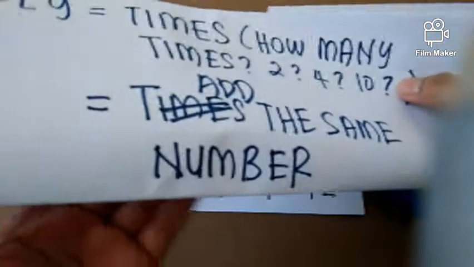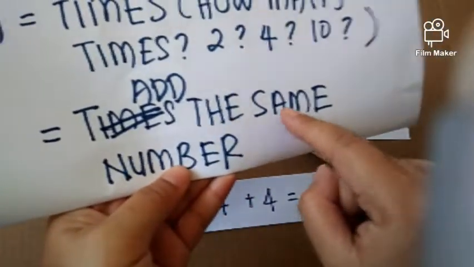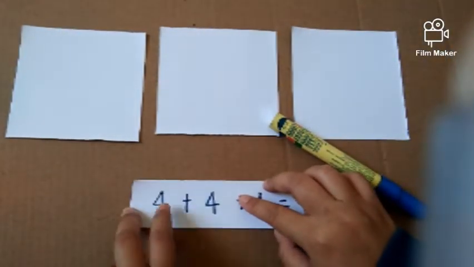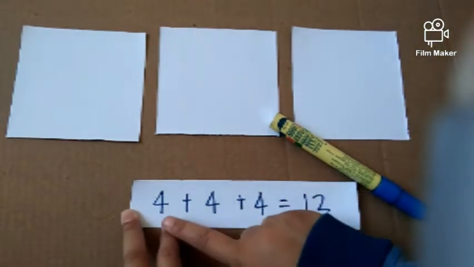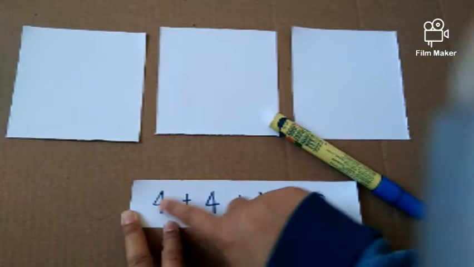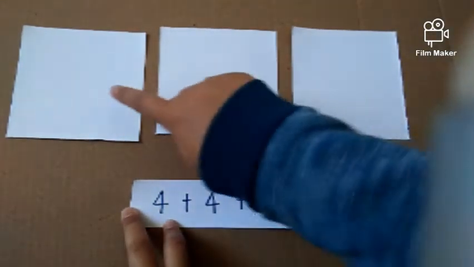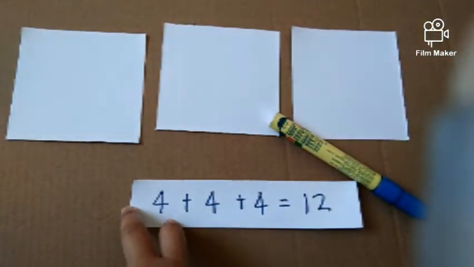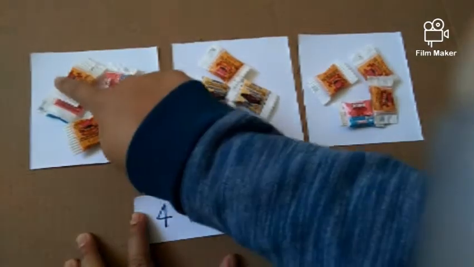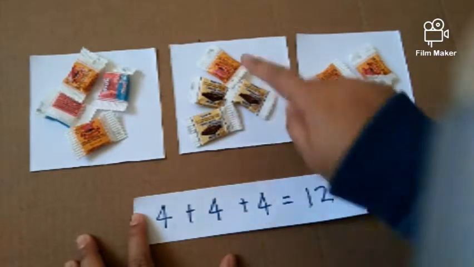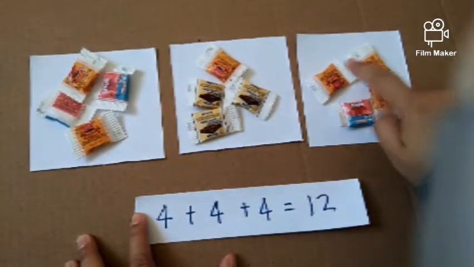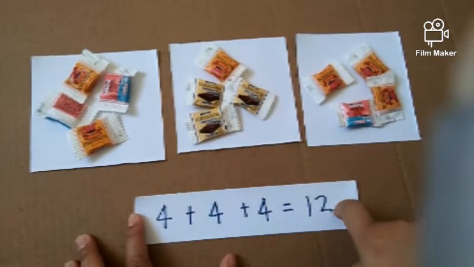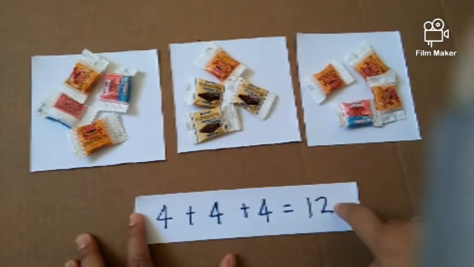Just now I told you that the definition is to add the same number. Here I put 4 plus 4 plus 4, so they are the same numbers, 4, 4, 4, equals 12. Now let's demonstrate how 4 plus 4 plus 4 looks like. I will demonstrate it using sweets. 1, 2, 3, 4. 4, 1, 2, 3, 4. 4, 1, 2, 3, 4. So 4 plus 4 is 8, 8 plus 4 is 12. So 4 plus 4 plus 4 is 12.